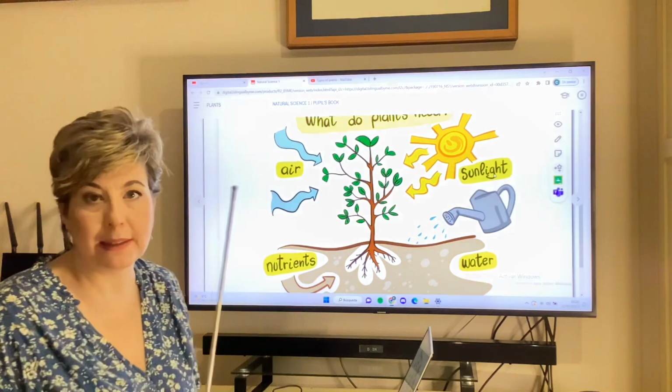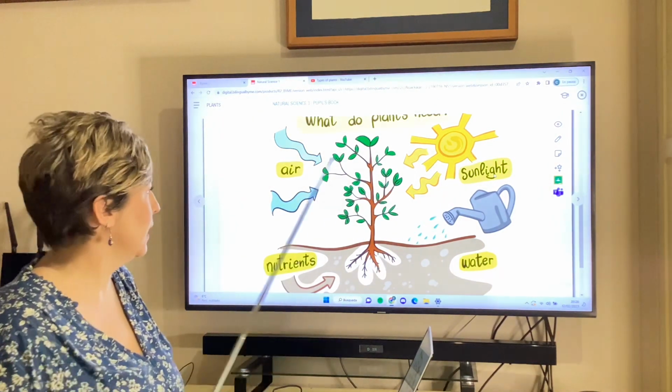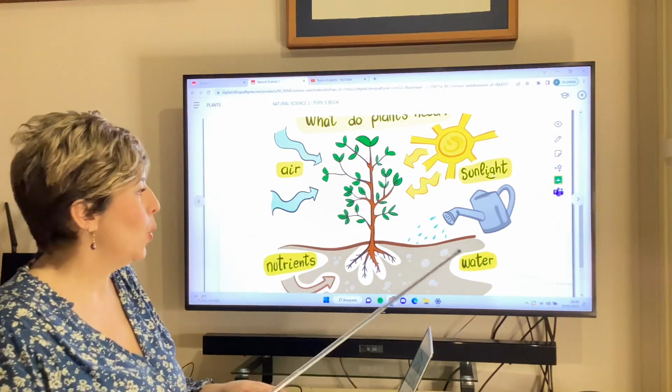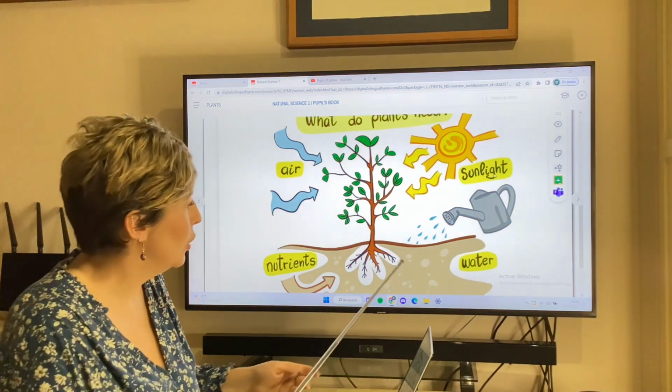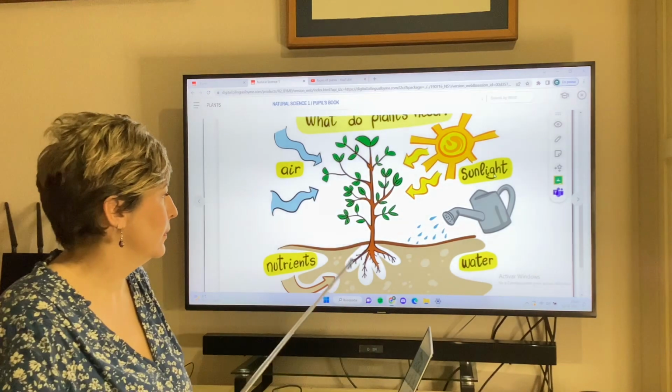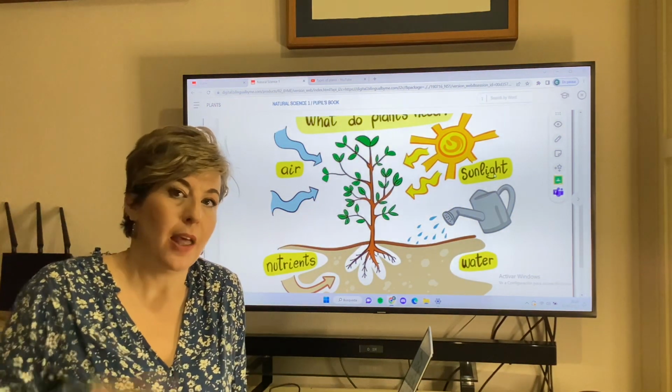What do plants need? Plants need 5 things: sunlight, air, water, nutrients, and soil. And this is what we have studied about in Unit 3.